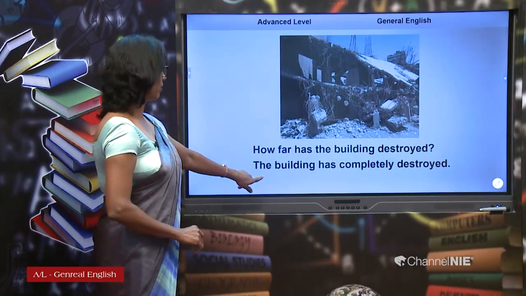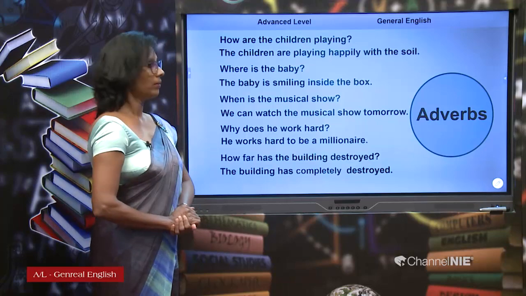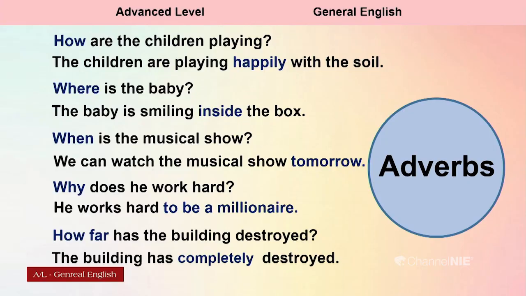Okay children, let's see what's there on the next slide. Right. The questions that I raised right at the beginning are here again. So, can you remember the first question? How are the children playing? The answer was the children are playing happily with the soil. The next one, where is the baby? The answer is the baby is smiling inside the box. I think you can remember the pictures as well. So, here we are just going to put the questions with a purpose. And look at the next question. When is the musical show? We can watch the musical show tomorrow. Next one, why does he work hard? He works hard to be a millionaire. Next one, how far has the building been destroyed? The building has been completely destroyed.